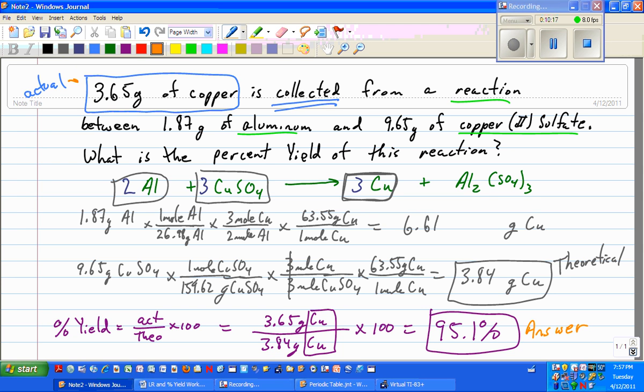Again, I've got my actual up here, my theoretical here and my answer here. And I am answering the question of what is the percent yield of this reaction.